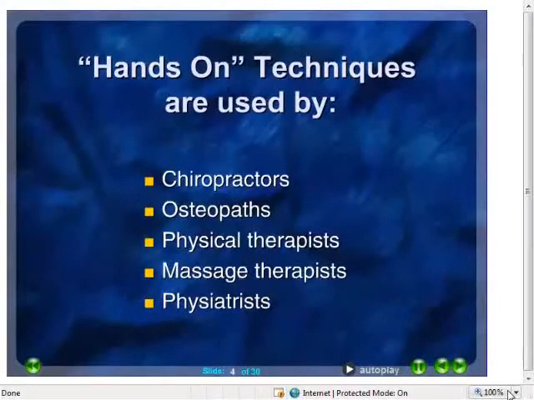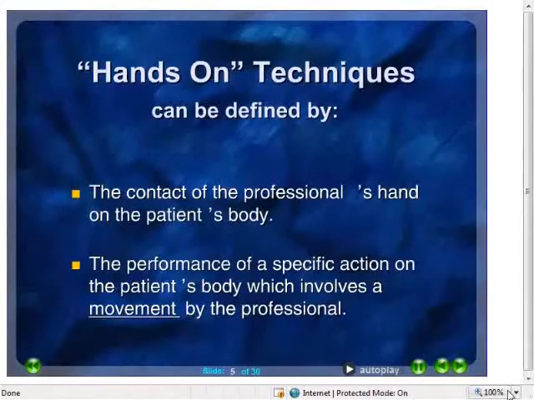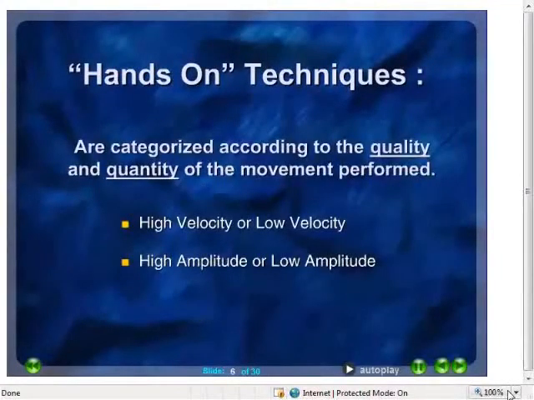Hands-on techniques are used by chiropractors, osteopaths, physical therapists, massage therapists, and physiotherapists. Hands-on techniques can be defined by the contact of the professional's hand on the patient's body or the performance of a specific action on the patient's body which involves a movement by the professional. Hands-on techniques are categorized according to the quality and quantity of the movement performed, either high velocity or low velocity, or high amplitude or low amplitude.